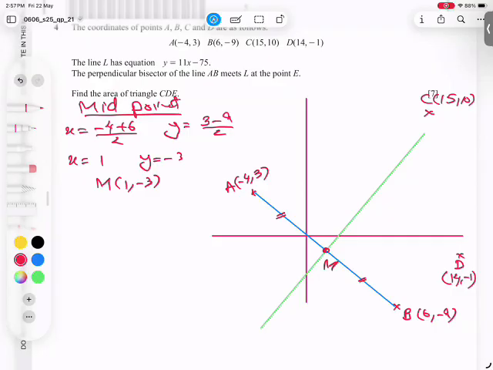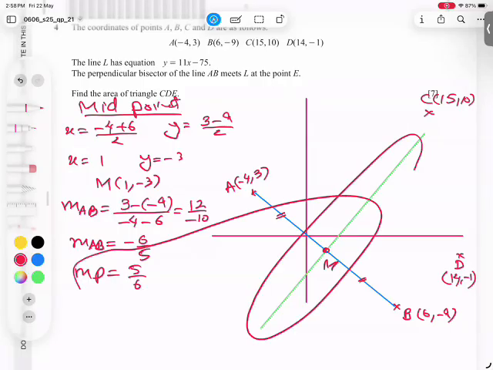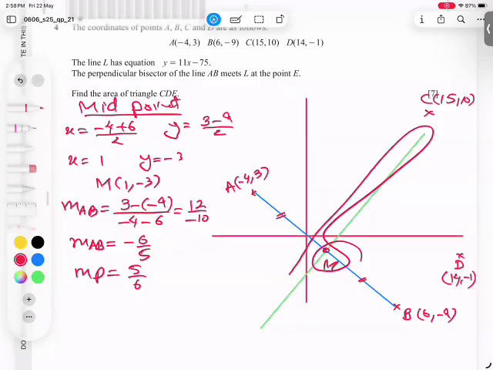So now I'm going to find the gradient of the line AB. The formula is y2 minus y1 over x2 minus x1. I'm getting here 12 over negative 10, and 2 fives are 10, 2 sixes are 12. So I'm getting negative 6 over 5 as the gradient of line AB. And what is the perpendicular line's gradient? The negative reciprocal: 5 will go up and 6 will go down, and the sign changes. So the green line gradient is this gradient. Now the point M is given on this line, so we can find it easily.